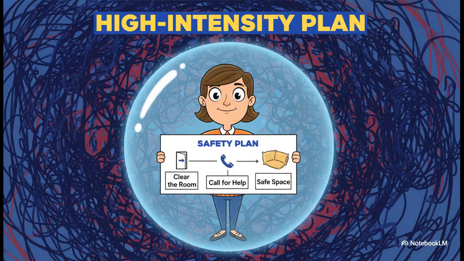And finally, there's a critical safety tool, the high-intensity plan. Look, this is your break glass in case of emergency plan. It's a pre-planned, step-by-step response for those very rare moments when a student's behavior becomes truly out of control. Having a plan ready means you can stay calm and de-escalate the situation safely for everyone involved.